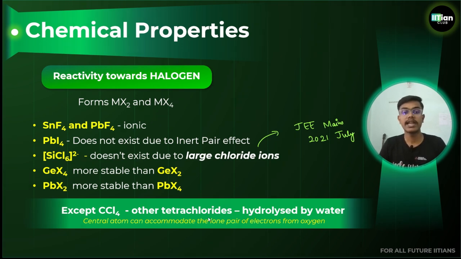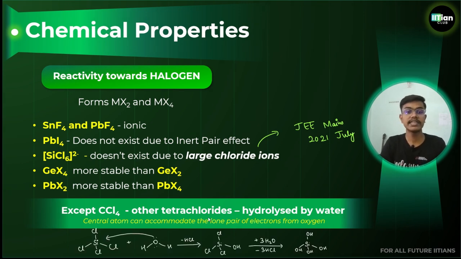In other elements, the central atom can accommodate the lone pair of electrons from oxygen. You will see the example for SiCl4. In SiCl4, the lone pair from oxygen is accommodated over there. When the reaction continues, you find Si(OH)4 getting formed.